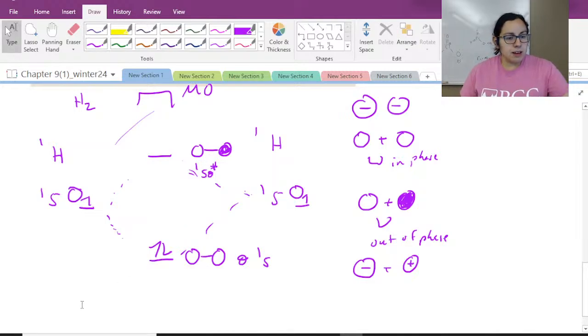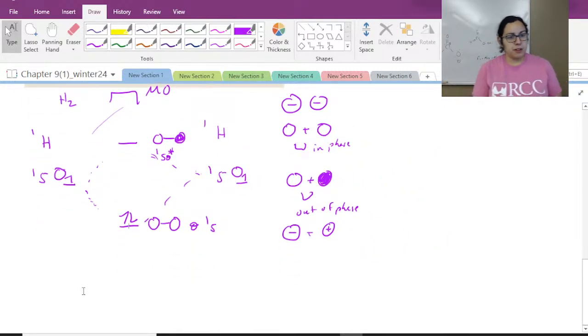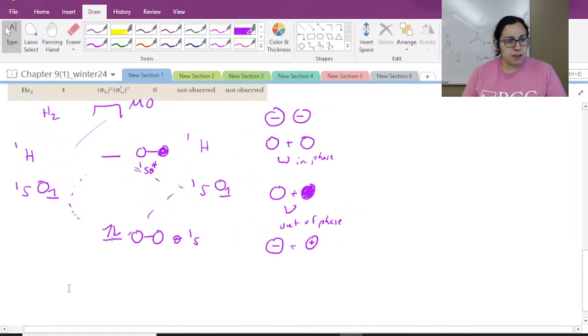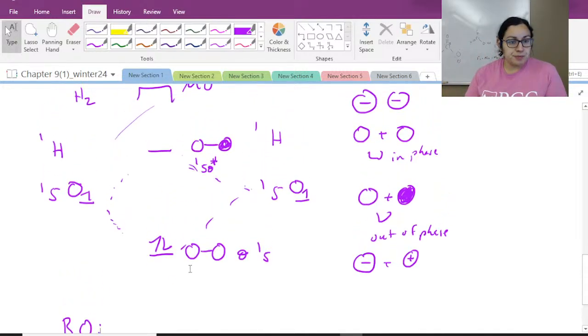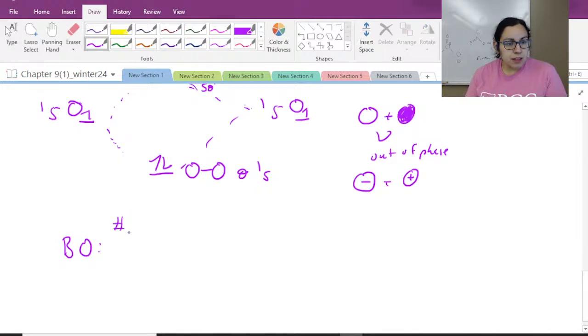And so let's go ahead and look at bond order and how to calculate that, and we'll see why it's relevant. And so now we're looking at bond order. So bond order is given by this formula. And so it's the number of electrons in bonding minus number of electrons in anti-bonding, divided by 2.